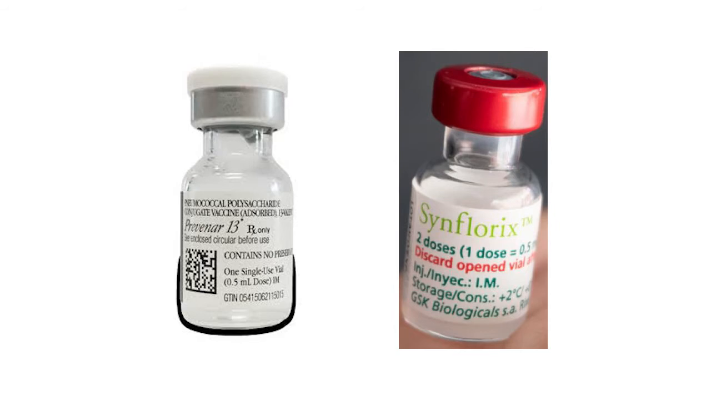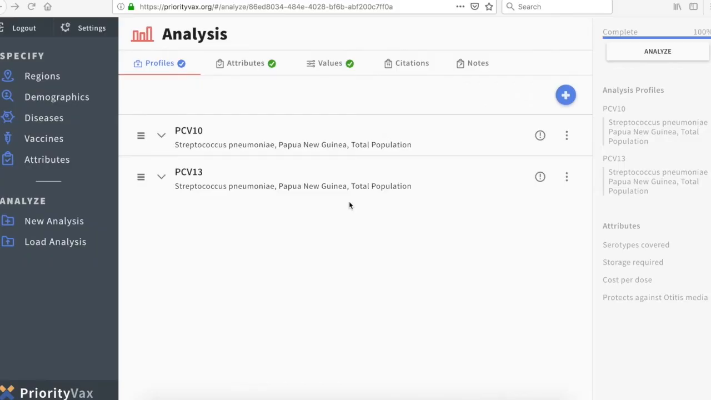PCV is a nice example because the two main presentations, a 10 and 13 valent vaccine, are broadly similar, even in the strains they cover. However, there are some notable differences that we've drawn out using the evidence from the Papua New Guinea application to illustrate some of the hypothetical discussions about which one to prioritise.